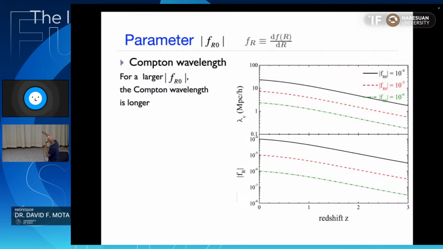As you can see, let's look just at the black line or the red line. Today, the Compton wavelength is larger than in the past. So the range of the fifth force today is a bit larger than in the past. Why is that? Think about the chameleon mechanism. Do you remember the chameleon mechanism? The range of the fifth force changes with the density. So why is the range of the fifth force today larger than the range of the fifth force in the past in the universe?